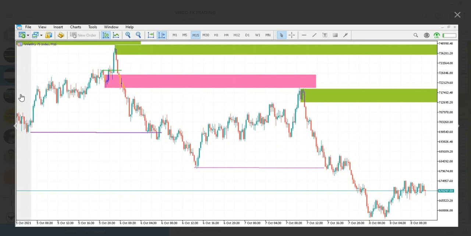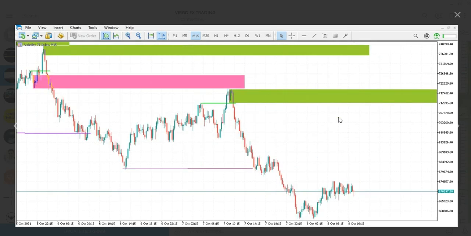So we have a bigger structure, the macro structure, and this is a micro. This is a micro. Then another hidden order block inside here. So this was a perfect entry, a sniper entry, number 5 inside here. Okay, so this was sniper entry number 5.